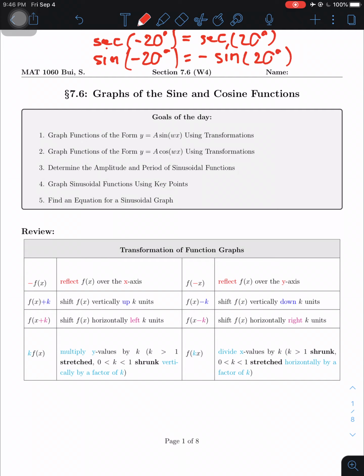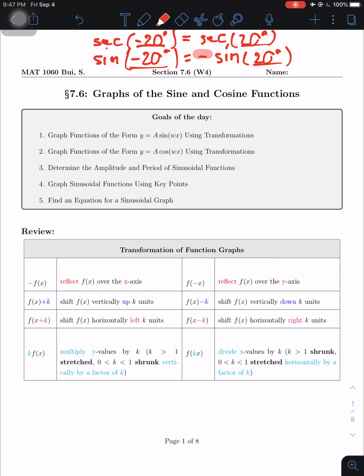As you notice, from the beginning we have a negative angle, and later on we turn it into a positive angle. For an even function, the negative will be dropped by itself, so we don't have to do anything. But for odd functions, you have to do one extra thing: you have to bring the negative outside. It's not going to be dropped or canceled by itself.